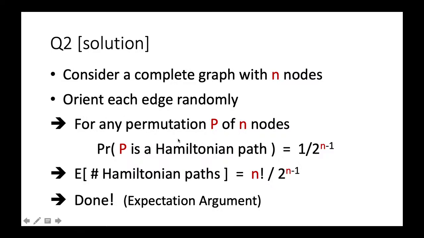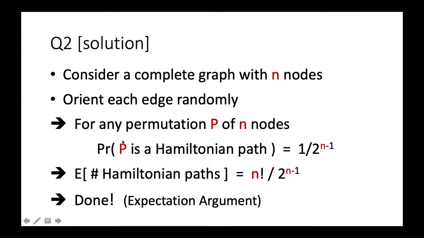For a specific permutation of n nodes, let's say the permutation is 1, 2, 3, 4, 5 up to n, then whether this permutation represents a Hamiltonian path. It means that 1 goes to 2, 2 goes to 3, and so on. We do not count the case that n goes to n minus 1, n minus 1 goes to n minus 2, up to 1. This is considered in a different permutation. So the permutation 1, 2, 3, 4, 5 up to n representing a Hamiltonian path means that the directed edge between 1 and 2 is 1 pointing to 2, and then 2 points to 3, and so on.